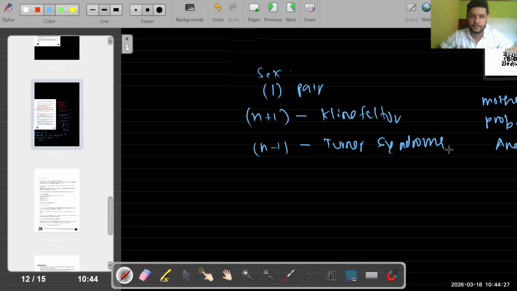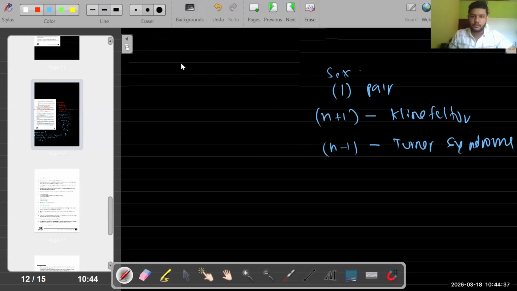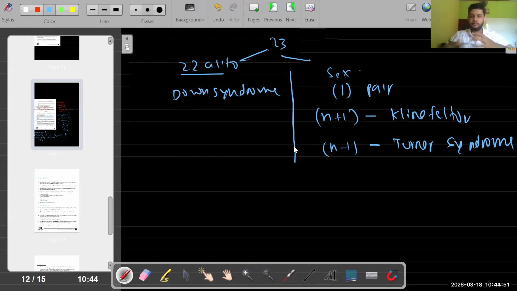Is it clear? Now, Down syndrome, which we learned a few minutes ago, is a disorder affecting the autosomal chromosomes, the remaining 22 pairs. Down syndrome is related to this. Now, the two diseases we are going to learn about are related to the sex chromosomes. Is it clear? Clear, right? Very good.